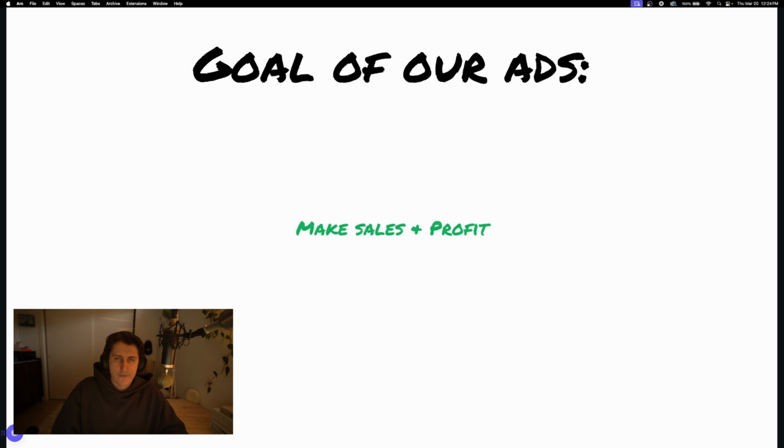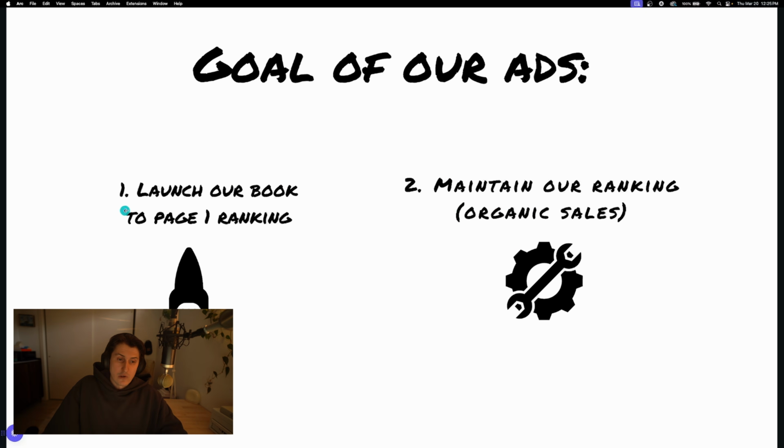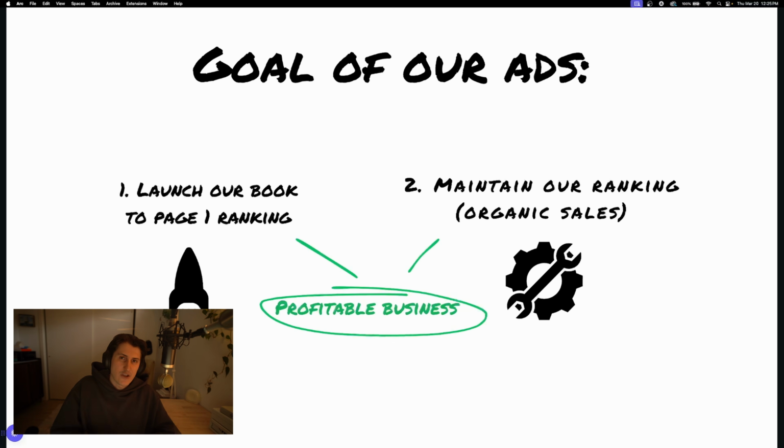So what is the goal of our Amazon ads? You're probably thinking that our ads are, of course, to make book sales and make profit. However, that's not the case. If you want to make money with Amazon KDP, our ads are used for 2 things only, and don't let anybody else tell you otherwise. And that is to launch our book to get page 1 ranking, so we rank as high as we can in our search term and get organic sales. And it's also to maintain our ranking over time so that we continue to get those organic sales. And so this is how you build a profitable Amazon KDP business in today's landscape.